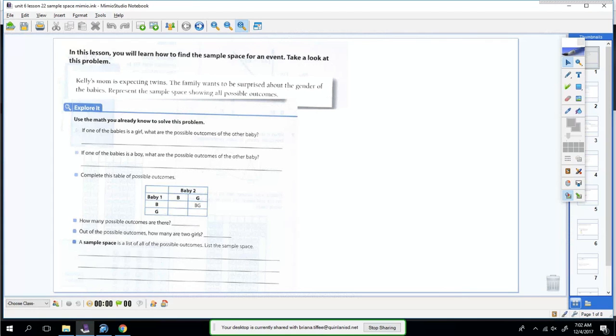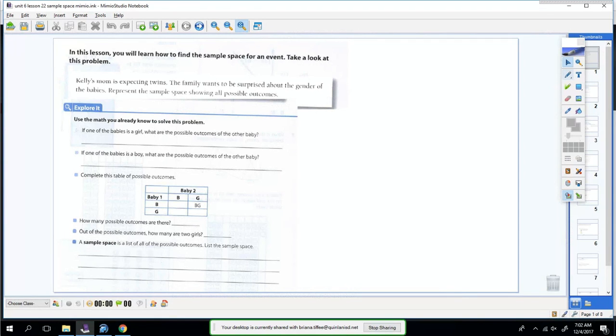We're going to be doing probability, and we're going to be focusing on the sample space of a probability. So in this lesson, you'll learn how to find the sample space for an event. The first problem we're going to look at is: Kelly's mom is expecting twins. The family wants to be surprised about the gender of the babies. Represent the sample space showing all possible outcomes.